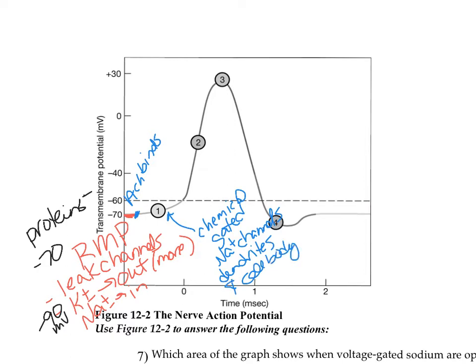All right, so they open up. So now, we still have the leak channels open, but now these chemical-gated sodium channels open. So now we have even more channels open. Sodium's going to do what? Move into the cell. So sodium moves into the cell, and it's a positive charge. So what happens to your charge? It gets more positive. Anytime we get more positive from resting, what do we call that? Depolarization. That is depolarization.